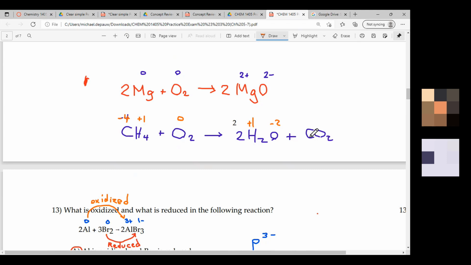And then of these two, carbon and oxygen, which one's more electronegative, carbon or oxygen? Oxygen, which means oxygen's going to get what oxidation number?